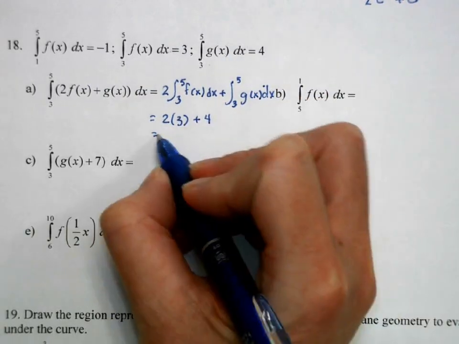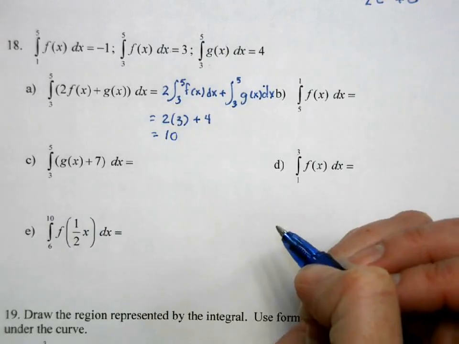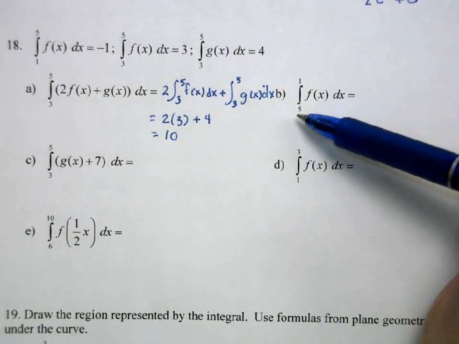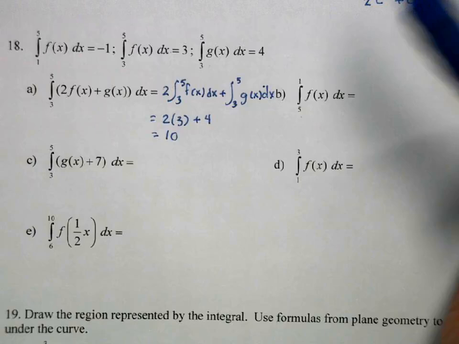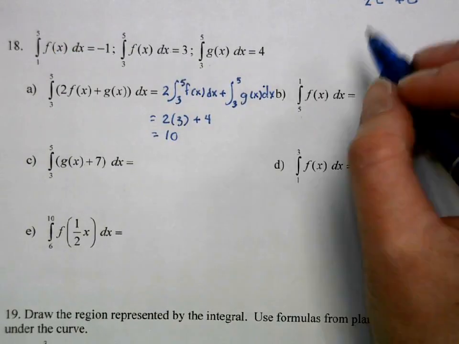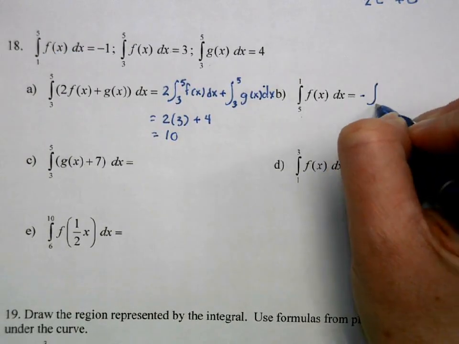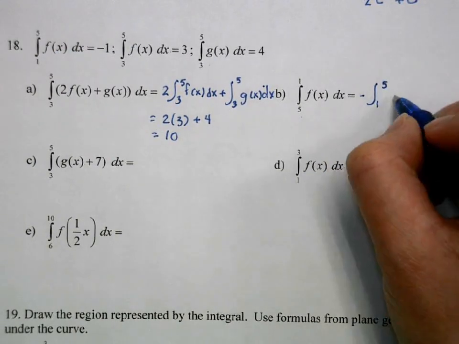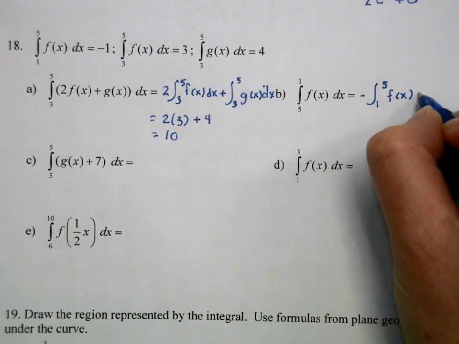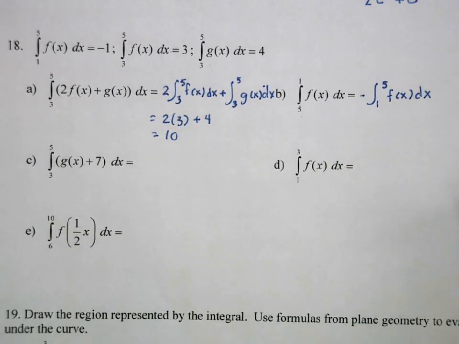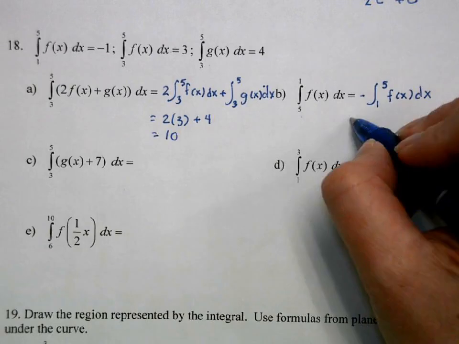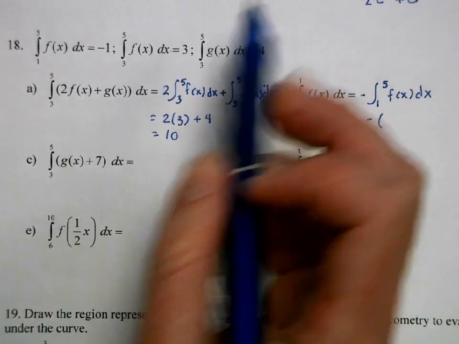Okay, here we have the integral from 5 to 1 of f of x. Well, if I have the integral from 1 to 5, this is going to equal the opposite of the integral from 1 to 5. If we flip those limits of integration, we get the same magnitude, just opposite sign. So since my 1 to 5 is a -1, the negative of that is 1.